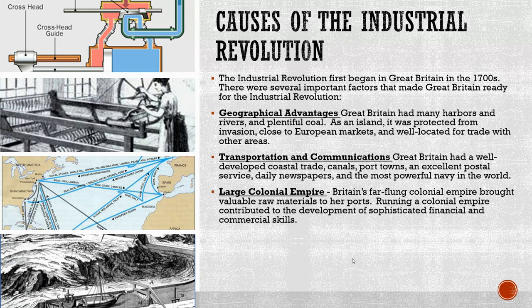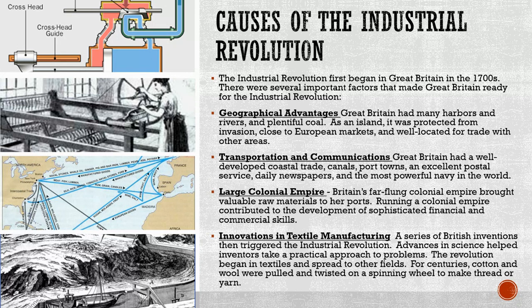Britain's far-flung colonial empire brought a lot of raw materials into her ports. Running a colonial empire contributed to the development of sophisticated financial and commercial skills. So they were able to have a lot of different banking institutions and things like that because of this huge colonial empire that they had. And of course, the big thing is their innovations in textile and manufacturing. A series of British inventions then triggered the Industrial Revolution.